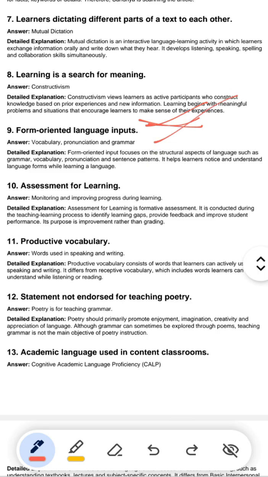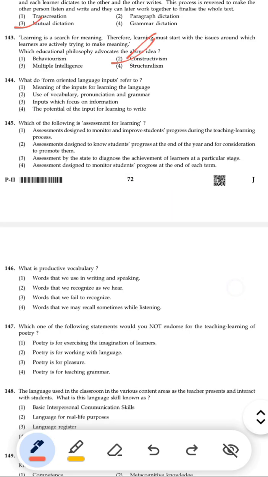Form-oriented input actually focuses on the structural aspects of knowledge such as grammar, vocabulary, pronunciation and sentence patterns. It helps learners notice and understand different language forms while learning language. So please keep in your mind that if a question is asked, what is form-oriented language input, definitely you should keep in mind that grammar or vocabulary, whatever we learn to learn a language meaningfully, all those concepts would be covered in the topic form-oriented language inputs. Next question.